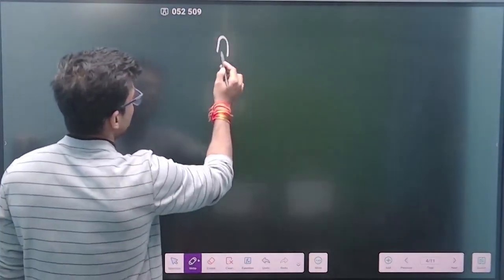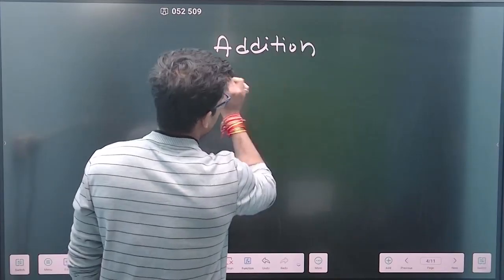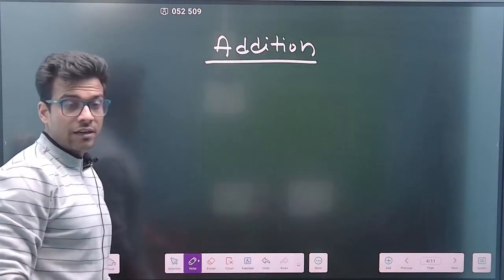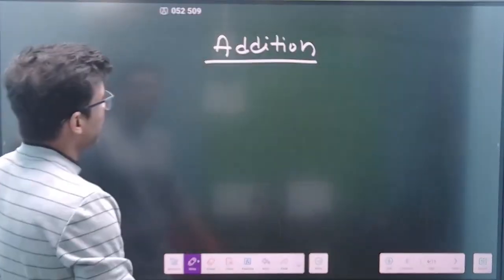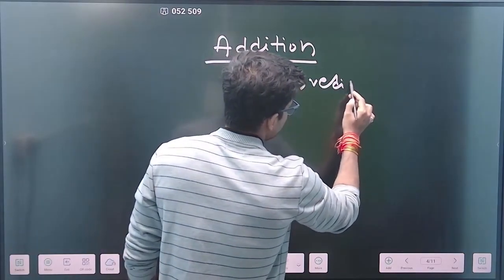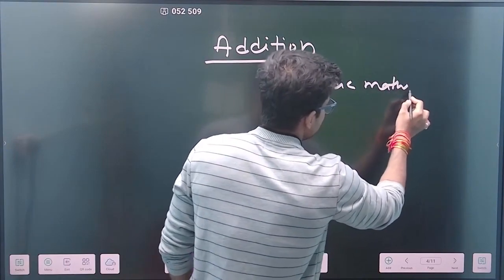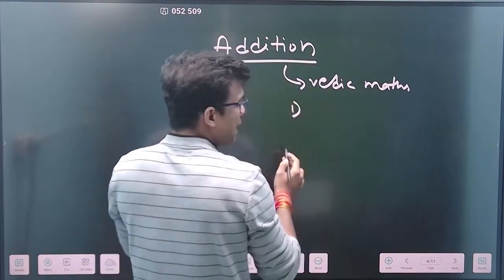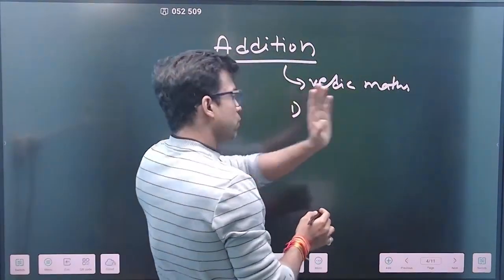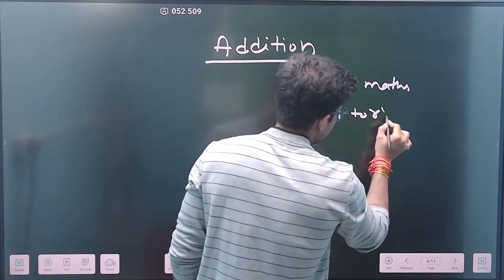For example, I have also taught you the addition process. I think Sangeeta, you were not present in that class. We were doing addition. What is the Vedic maths rule for addition? I'm just revising it. What was that? The simple point was to start from the left towards the right. So go from left to right.